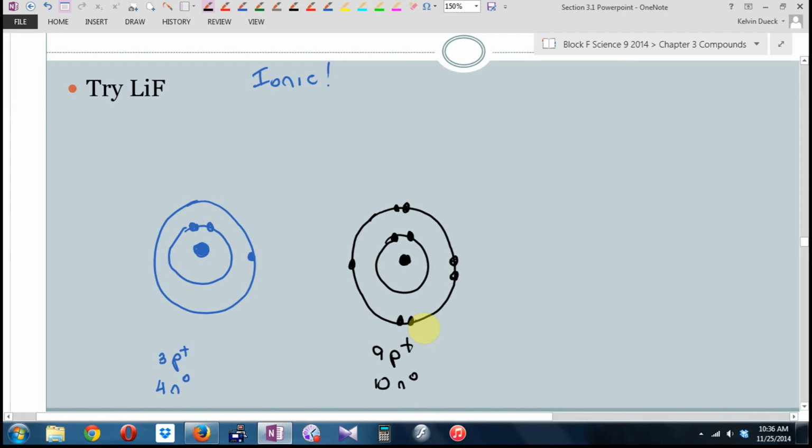These are both atoms. They aren't ions yet. Do you know how I can tell by looking that these are atoms? How many protons did we say lithium had? How many electrons did I draw? 3. How many protons did I say fluorine had? 9. How many electrons did I draw? 9. These are atoms. Now, how many does fluorine want to fill its shell? How many does lithium want to get rid of? Oh, I mean, that's a match made in heaven.